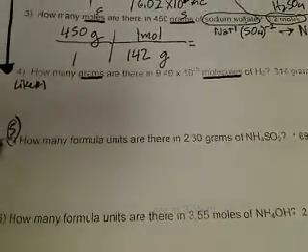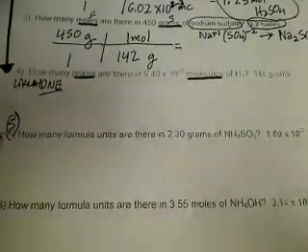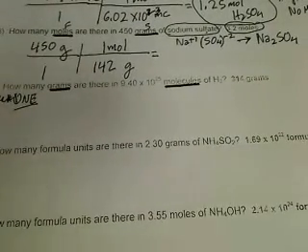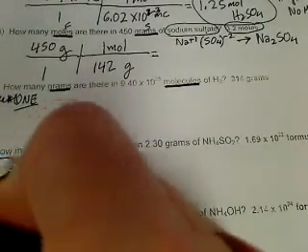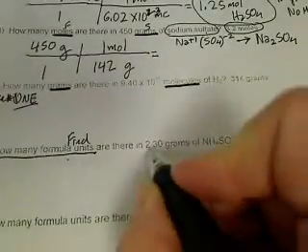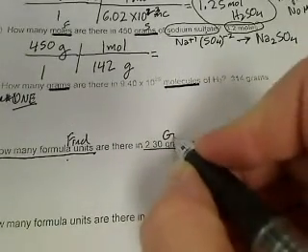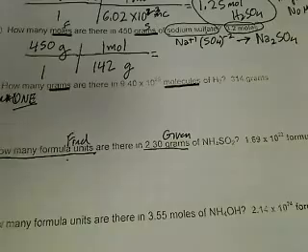Now look at number 5. Number 4 is really like number 1, so I'm not going to show you that one. Okay, so you should be able to do that one in the same pattern. In number 5, what are we looking for? This is what you need to do for all problems. We're finding formula units. That's a particle, right? What do we start with? Grams. Okay, this is our given, or what we start with.